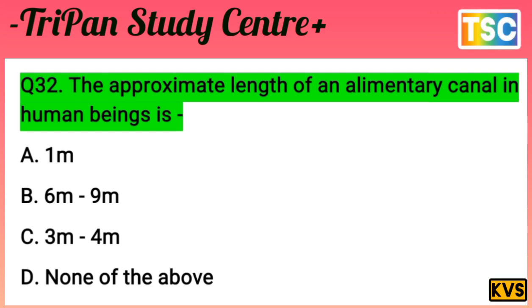Next question on your screen. Question here. The approximate length of the alimentary canal in a human being is: A. 1 meter, B. 6 meter to 9 meter, C. 3 meter to 4 meter, and D. None of the above.